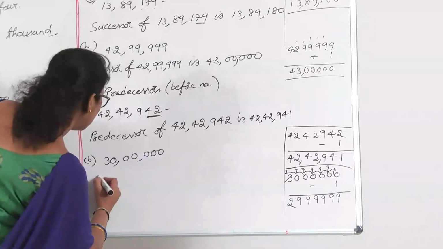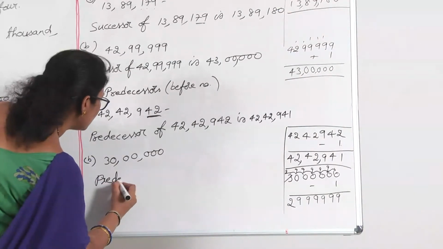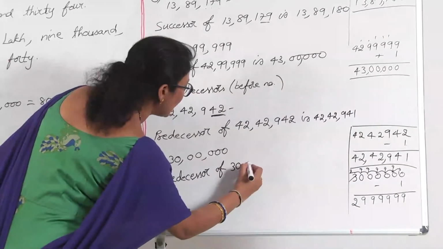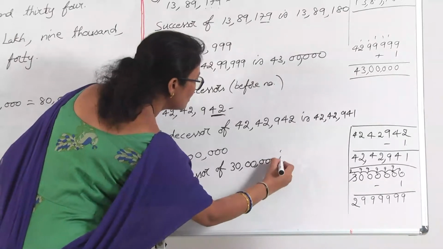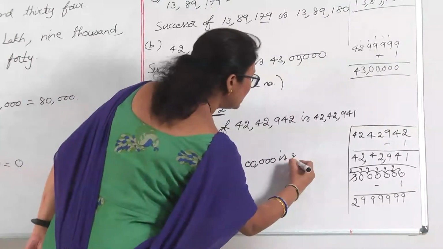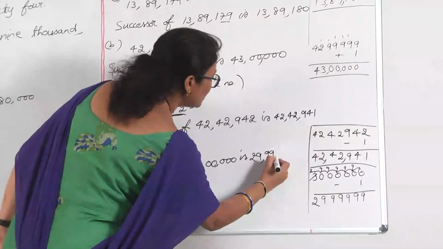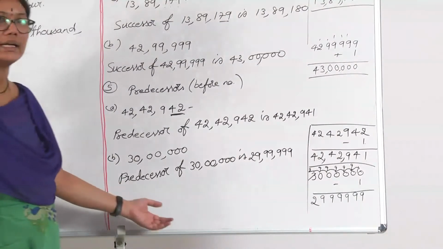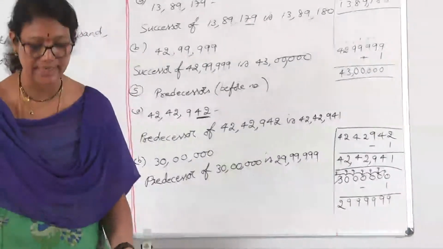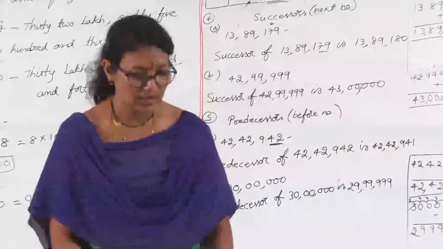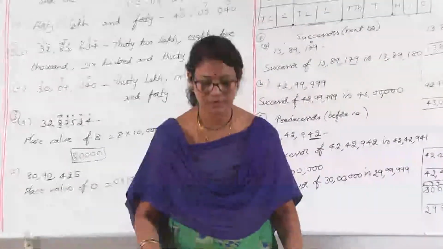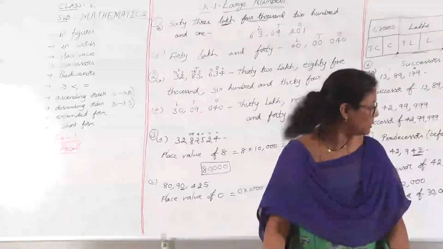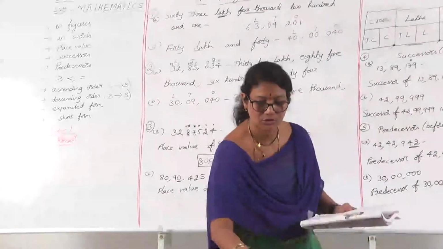So we write the predecessor of 30 lakh. What did we get there? It is 29 lakh 99,999, right children? If you can write directly, it's up to you, you will get it directly on practice. Now moving on to the 6th bit, it's about greater than, less than and is equal to. So these are simple bits, let us work out 2 bits from this also.